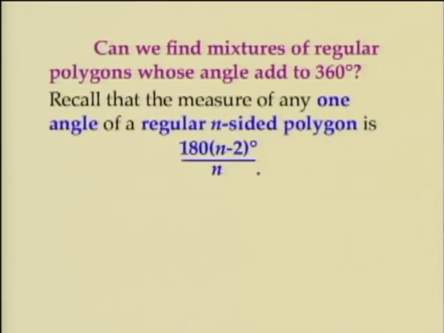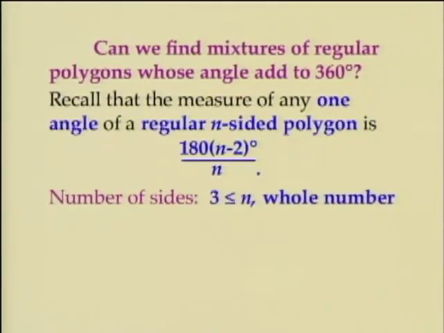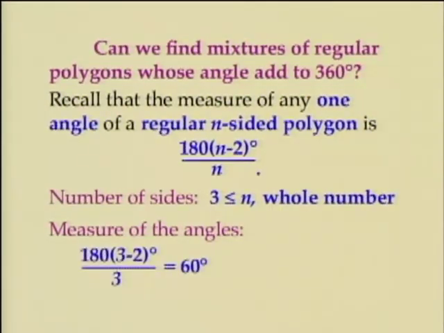Okay. Now, there's my formula for calculating the angles of regular n-sided polygons. I do have some limitations, okay? The number of sides obviously has to be more than 3. We talked about that. And it has to be a whole number. That's important as well. The measure of the angles: well, a 3-sided regular polygon, a triangle, has 60 degrees. So that's the lower bound on the measure of the angles.